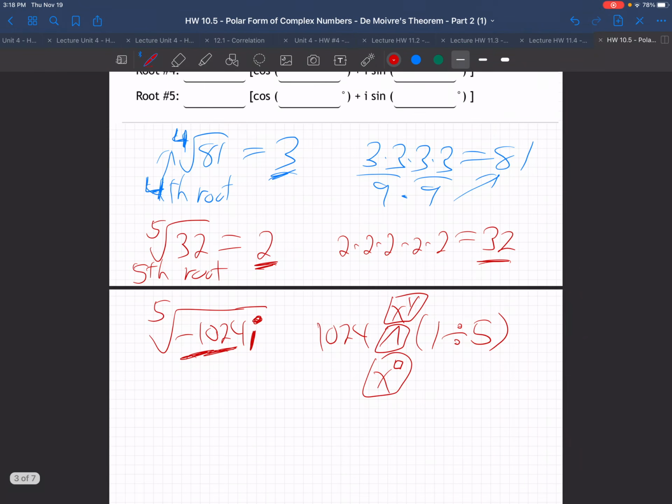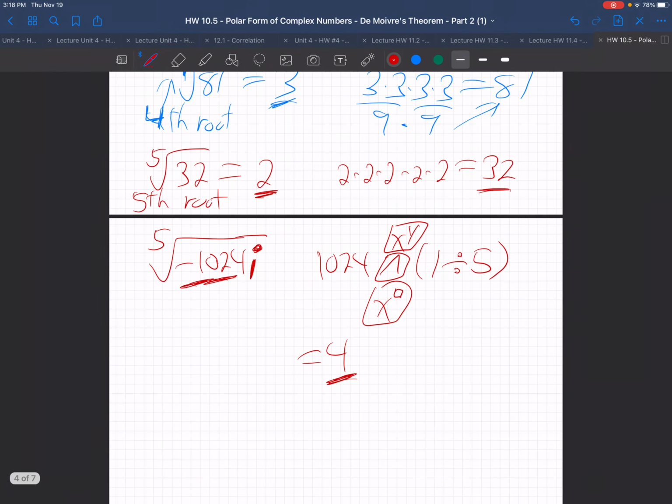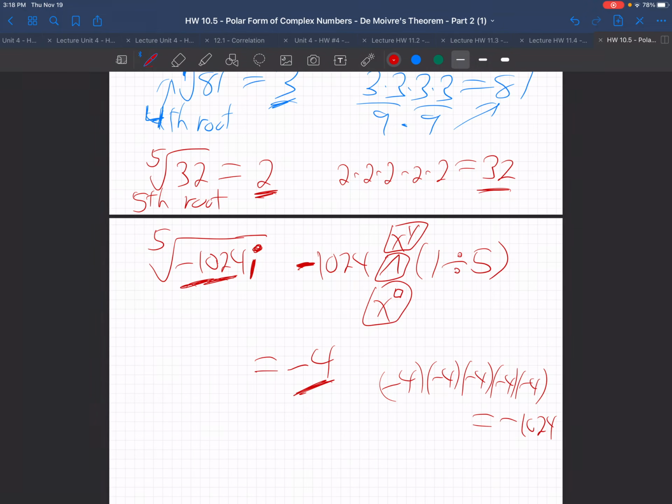I'm getting the answer 4. In other words, 4 times itself 5 times is 1024. 4 times 4 times 4 times 4 times 4. Oh, and we need to have negative 4. I should have, I blew that. It should have been negative 1024 to the 1/5 power. And so that will be negative 4, because negative 4 times itself 5 times is negative 1024.